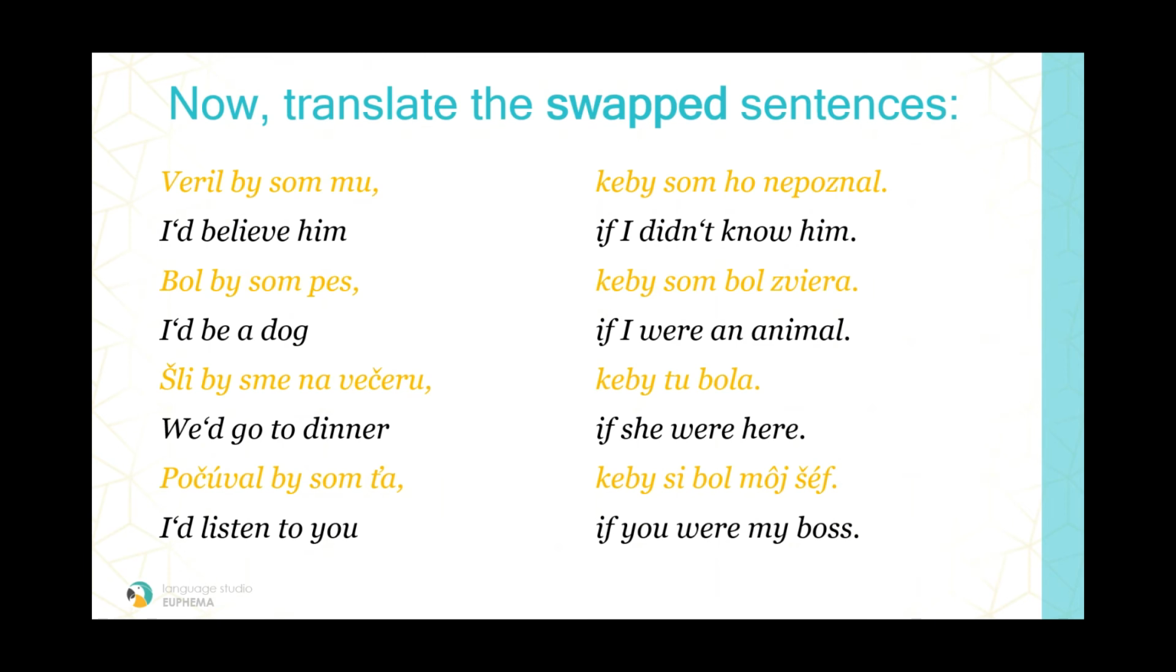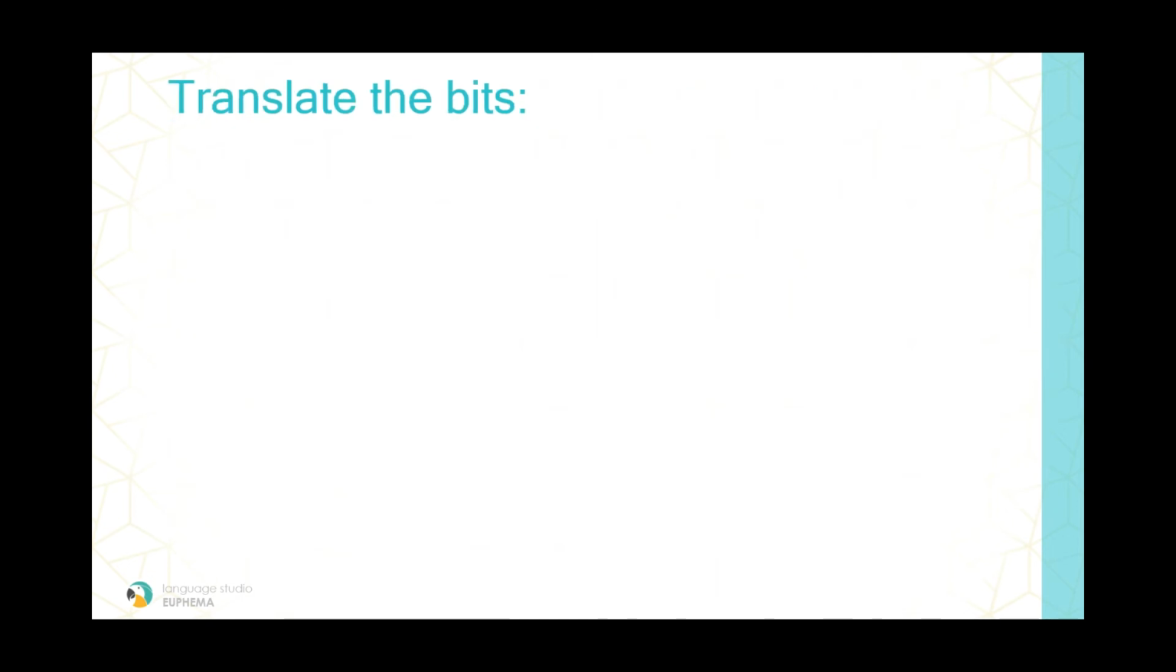All right, so I'd believe him if I didn't know him. I'd be a dog if I were an animal. We'd go to dinner if she were here. And I'd listen to you if you were my boss. Please notice that here we did not use any comma before if. Okay, we started a sentence with the main clause. And then the if clause followed, but as we learned before, we can never put comma before if, so there is no comma, okay? But if we compare it with the next set of sentences, you will see that there will be a comma because we are starting now again with the if clause.